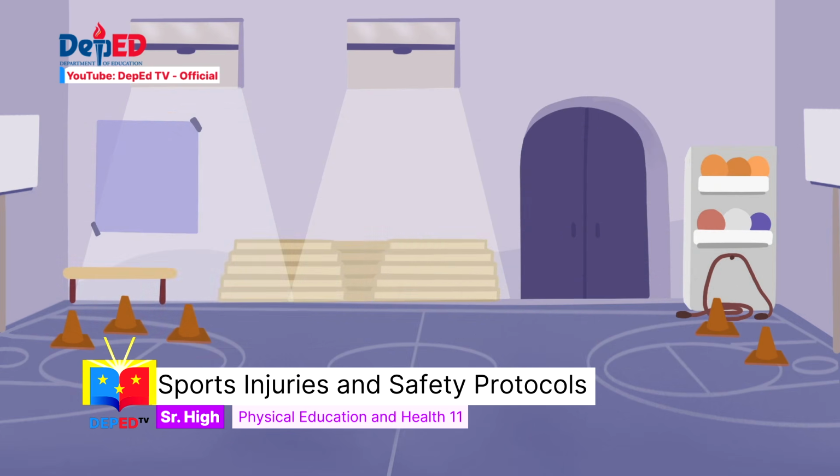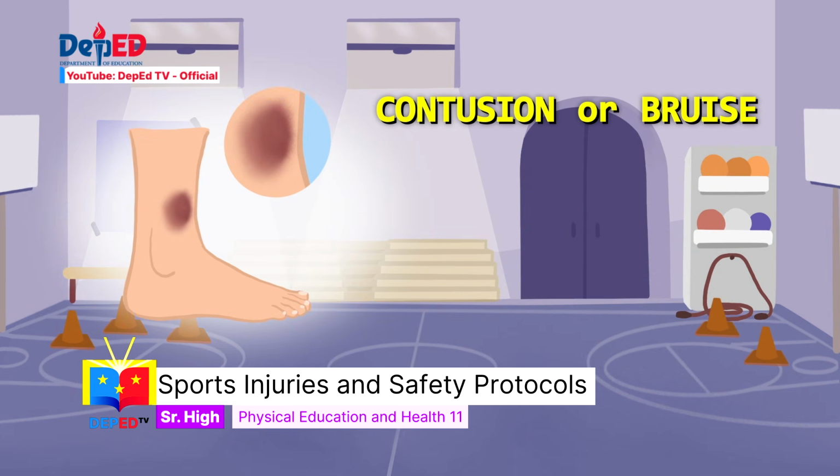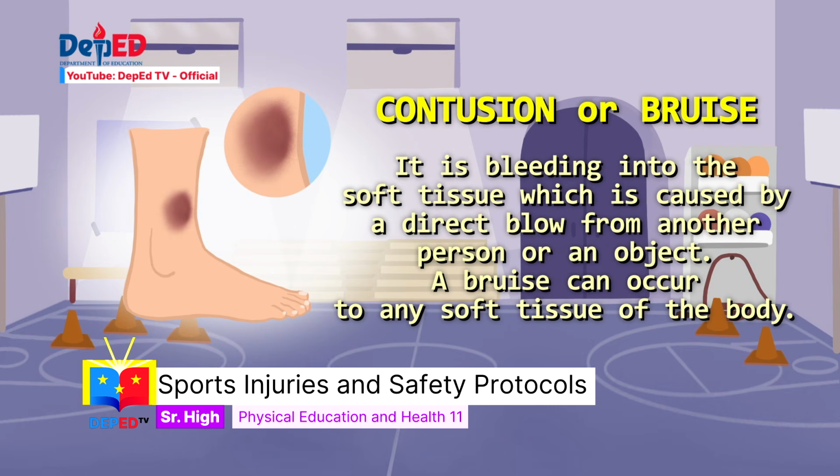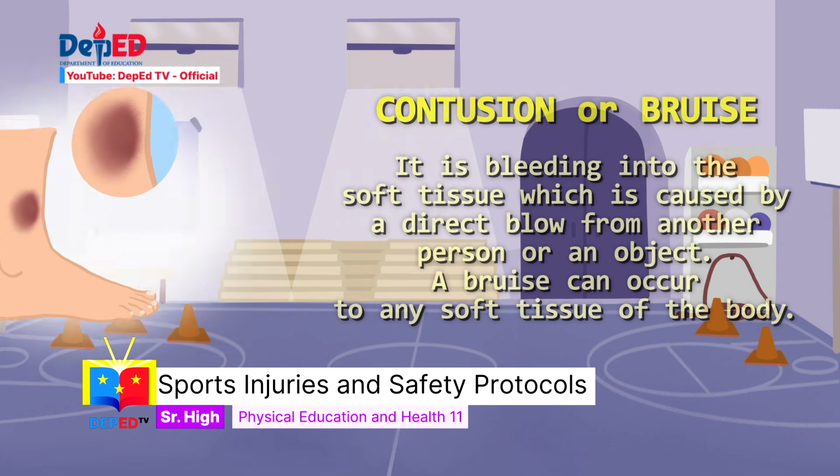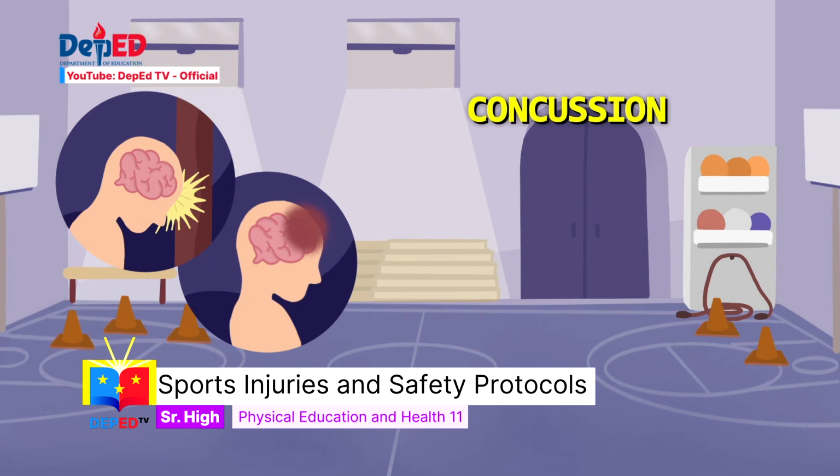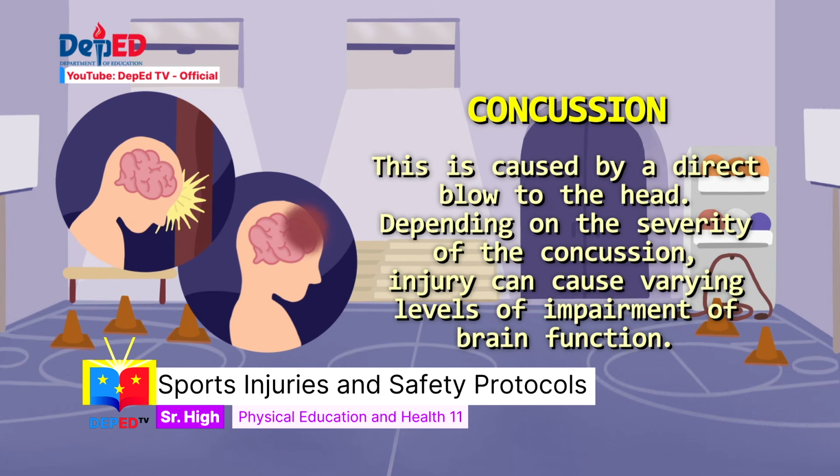The second one is contusion or bruise. It is bleeding into the soft tissue which is caused by a direct blow from another person or an object. A bruise can occur to any soft tissue of the body. We also have concussion. This is caused by a direct blow to the head. Depending on the severity of the concussion, injury can cause varying levels of impairment of brain function.